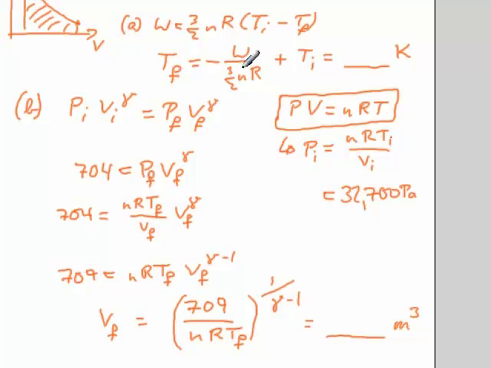And then I might as well do it. So I'm going to do this one up here. I'm not going to write it down, by the way. So negative 825 joules divided by parentheses 3 over 2 times 1 mole times 8.31, parentheses, and then add to that the original 393 kelvins. And I come up with a rounded 327 kelvins right here. And then I take the 327 kelvins and plug it in right here.